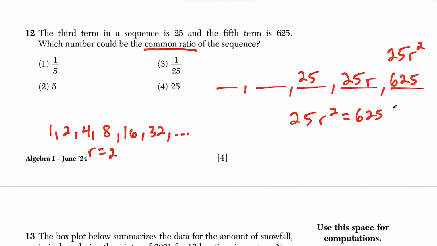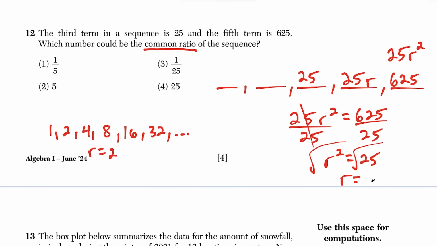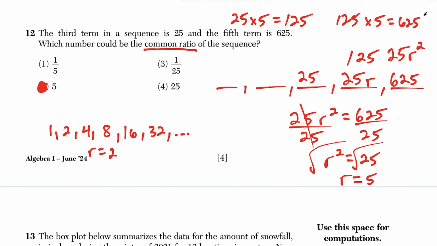And now I just have to solve this resulting equation here. Divide both sides by 25. And if you do 625 divided by 25, that's 25. And now from here, I take the square root of both sides, and the square root of 25 is 5. So the common ratio for this sequence is going to be choice 2. And we could even see here, if we wanted to double check, if I did 25 times 5, that makes 125. And that would be our fourth term. And if I do 125 times 5, that gives us 625. Okay, so these values here are checking out. Choice 2 is our answer.